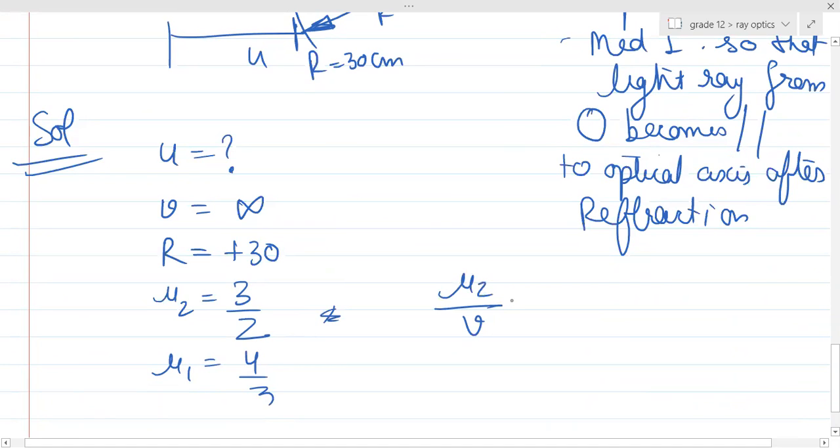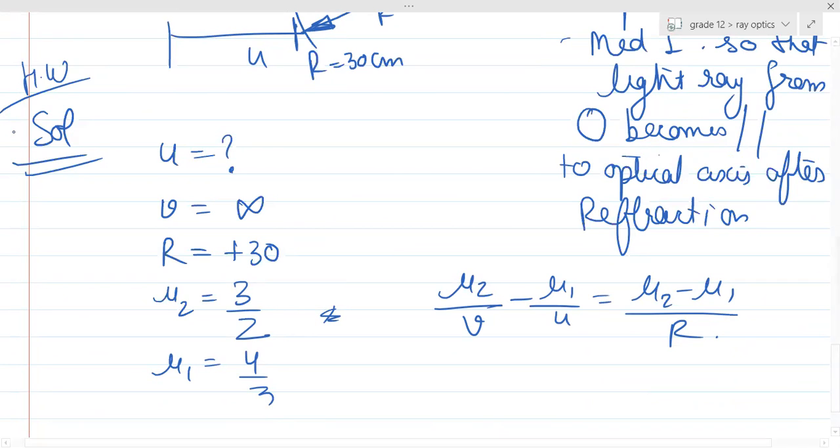Can you apply it? Shall I leave this as homework for you? Will the answer be 80? Let me check. The answer will be 240. Some calculation error you might have made. So let me do it myself.